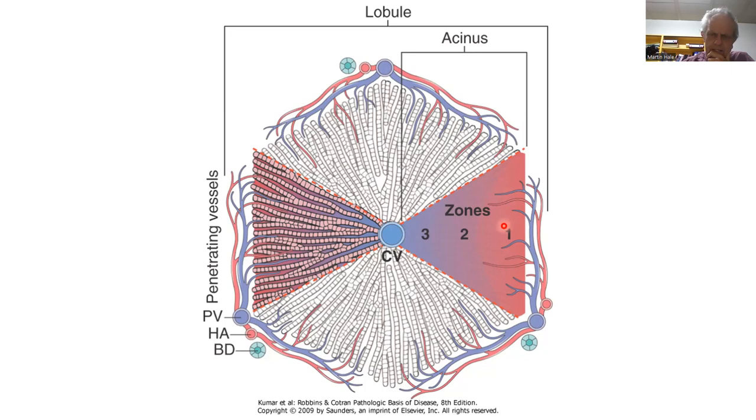This enables us to divide the lobule into three zones. You've got zone one, which is adjacent to the portal tract, and zone three, which surrounds the central vein. Then we have zone two, which is in the middle. So why is this important? Well, the hepatocytes situated in zone three are at the end of the line when it comes to the supply of nutrients and oxygen. So the hepatocytes in zone three are particularly vulnerable to any insult, be it a toxic insult or a vascular insult.